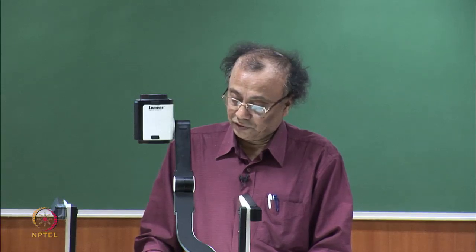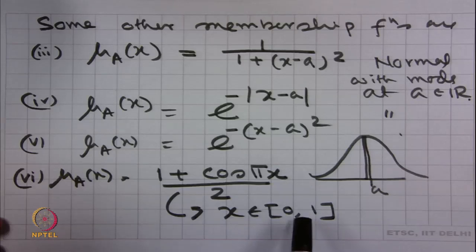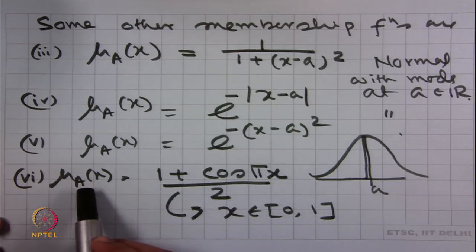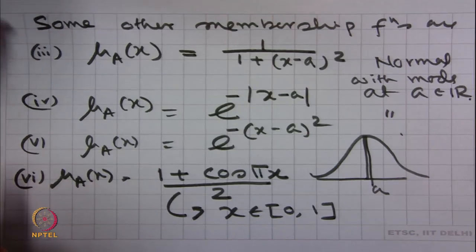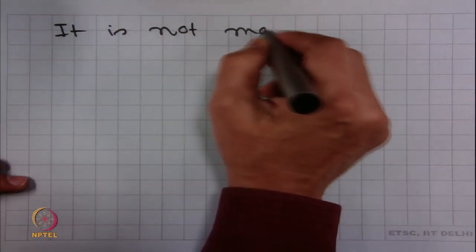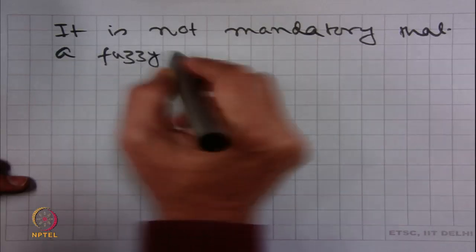So, what happens here? When x is equal to 0, it is cos 0, cos 0 is equal to 1, therefore, it gets the value 1. When x is equal to half, it is cos pi by 2, and cos pi by 2 is equal to 0, therefore, membership value will get half, and when x is equal to 1, it will be minus 1, therefore, membership value is going to be 0. So, like that, one can define many mathematical functions which will give you membership values, and it is not mandatory that a fuzzy set has to be normal.